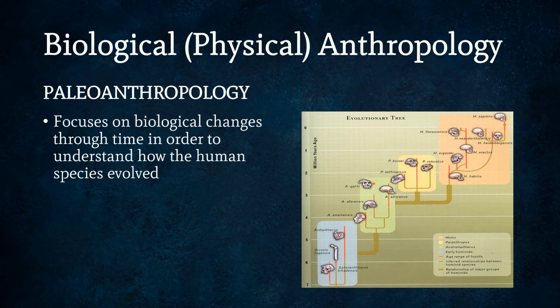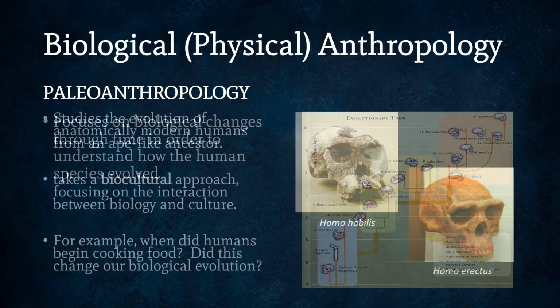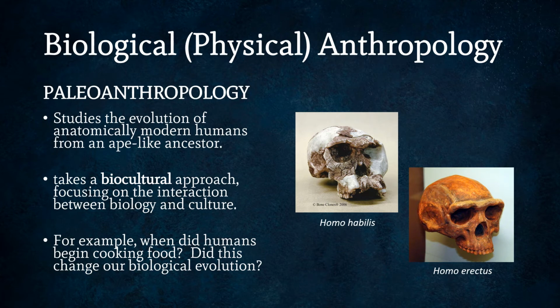So I mentioned studying ancient hominins. This evolutionary tree is an example, and these are all hypothetical relationships amongst these fossil species. But paleoanthropology focuses on biological changes through time in order to understand how the human species evolved. It studies the evolution of anatomically modern humans, which is us, from an ape-like ancestor. It takes a biological approach, focusing on the interaction between biology and culture. For example, when hominins learned how to make and use stone tools, this changed not just our material culture, but our biological evolution as well.